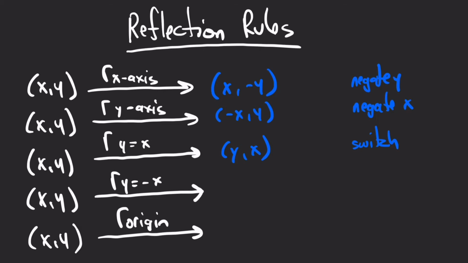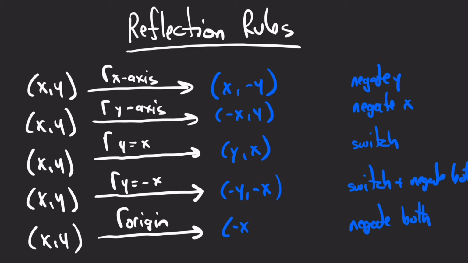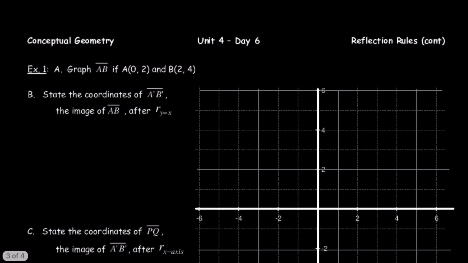Reflecting in the line y equals negative x, we switch and negate both. So xy becomes negative y, negative x. And our last one, reflecting through the origin, we negate both. So xy becomes negative x, negative y. So that's kind of what we went over in our previous lesson. We're going to use that today. Okay, now let's jump into notes here.